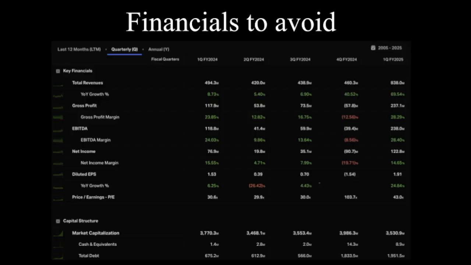Let's take a look now at some financials to avoid. And this screenshot shows a typical example of a company we want to avoid. And I know this text is a little small, but revenue went from 494 million to 420, 439, and then 460 million. And then it had a huge jump up in the latest quarter to 838 million. So with revenue nearly doubling in the last quarter, it may look like this company might have had a new product that landed, or they have some new results, and it's really promising.